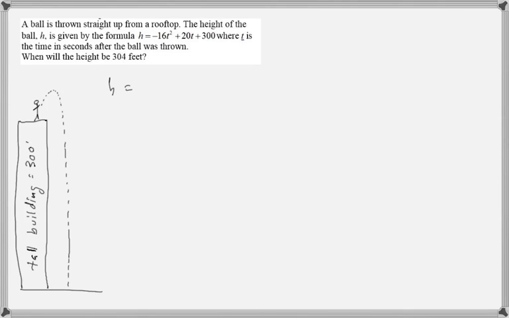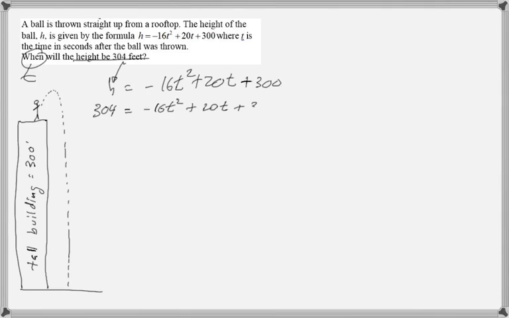We know that h is negative 16t squared plus 20t plus 300. And the question is when, or at what time t, will the height be 304? So if the height is 304, we can substitute that into the equation. The right-hand side is still the same, plus 20t plus 300. And then this is a quadratic equation.